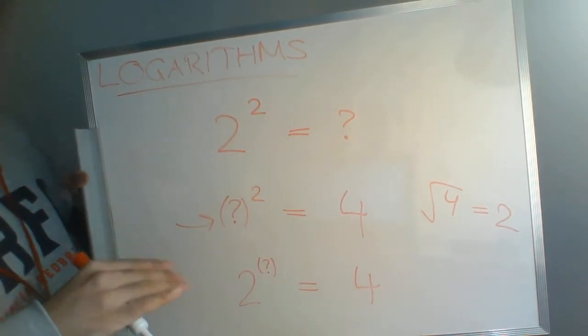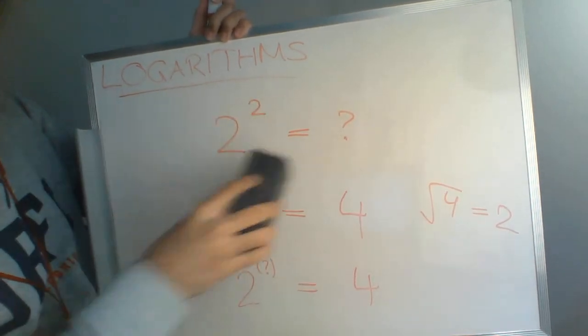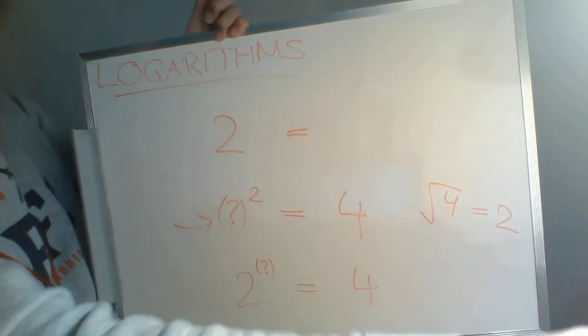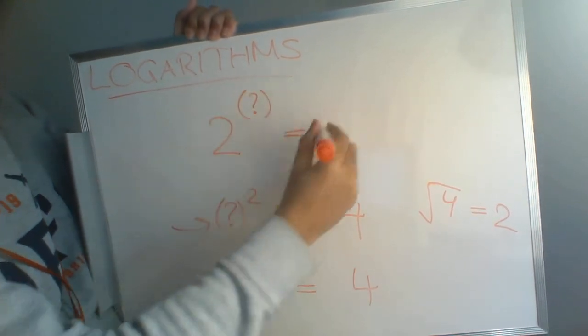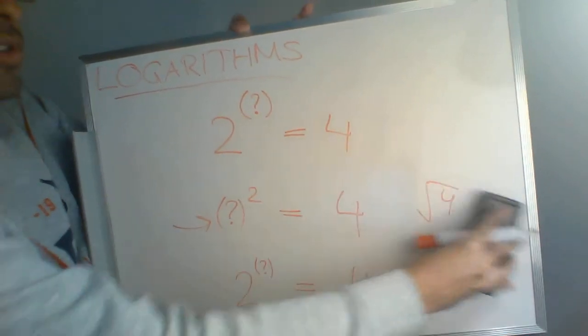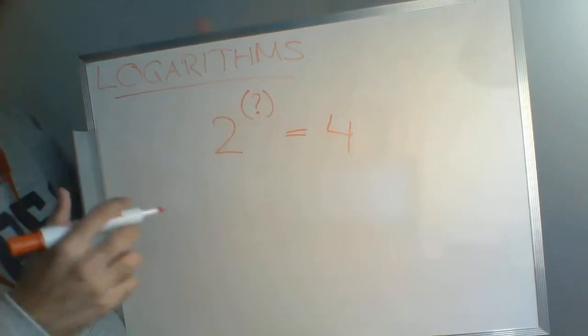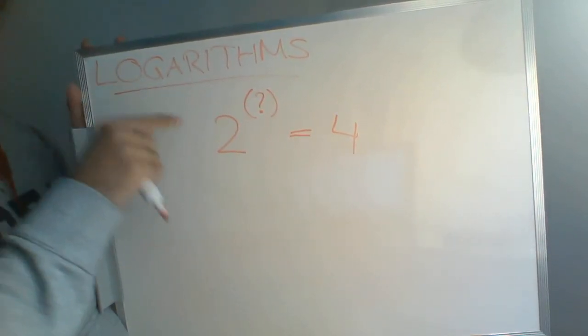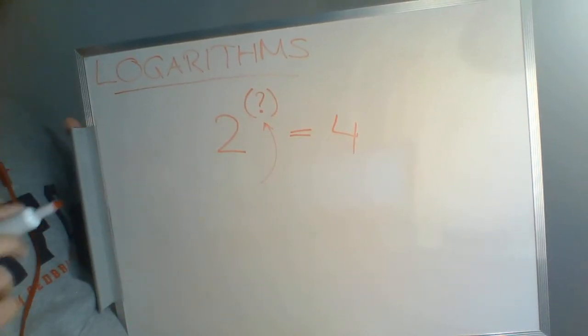So let's break that down. I'm going to get rid of these first two lines and rewrite that bottom line up here. So we're basically dealing with 2 to what exponent, that's a question mark in there, is equal to 4. This is the setup: if you are given the base and the answer and you have to find the exponent, you're going to use a logarithm.